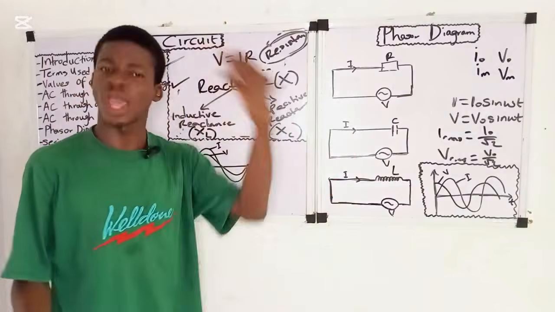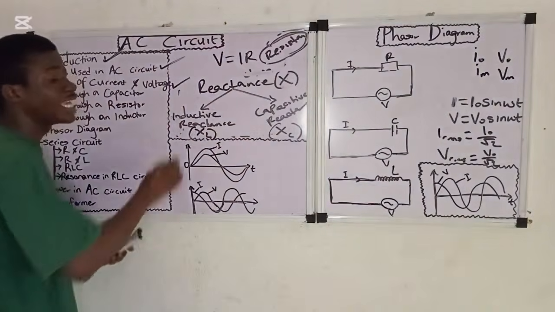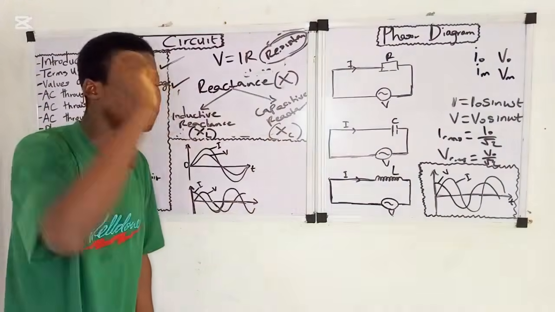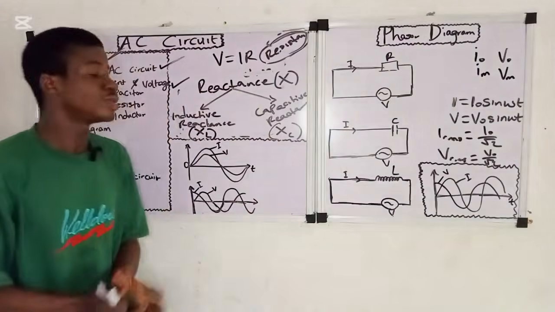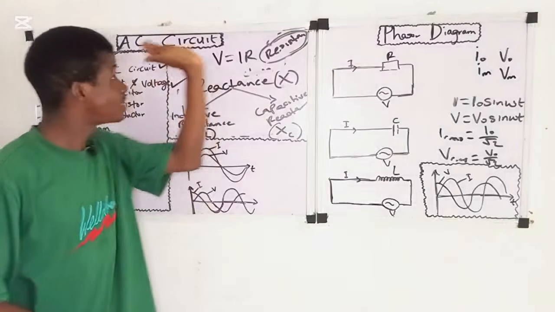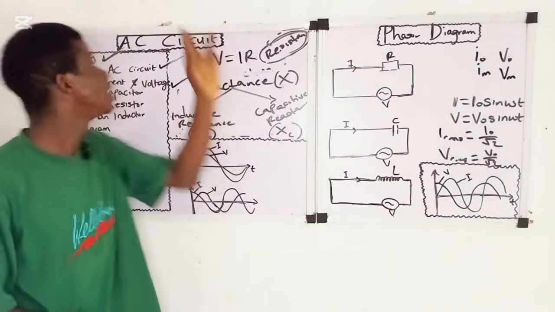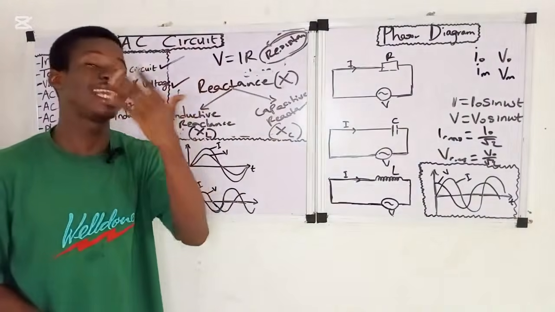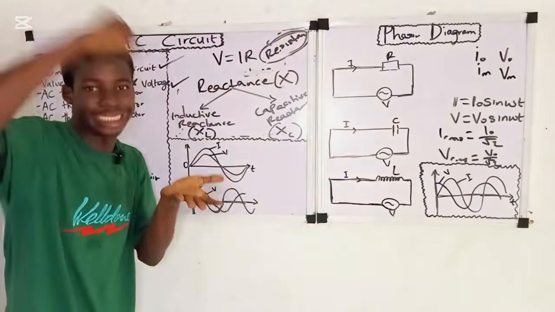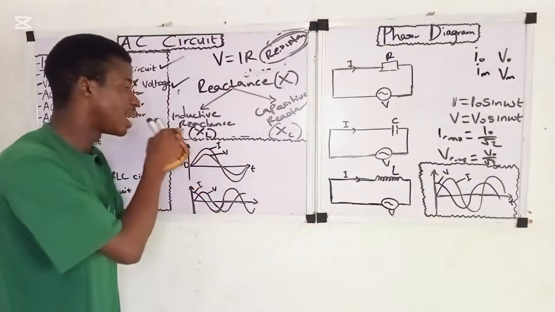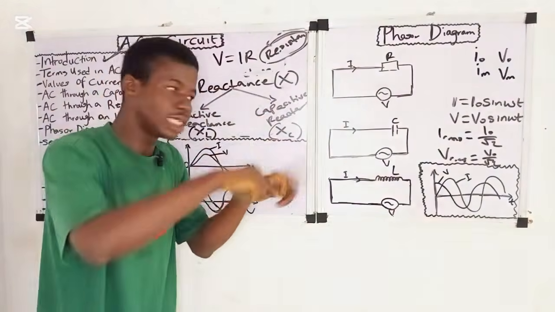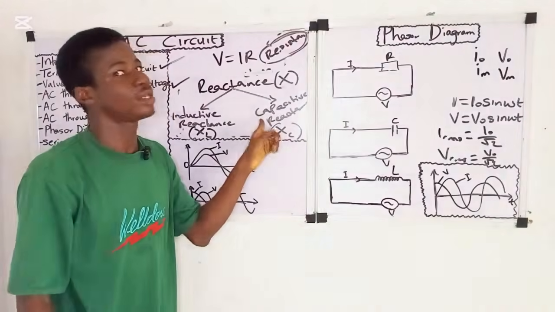Now, what is the difference between these two? There's a lot of difference. I'll give you the formula, but let me first differentiate them. Inductive reactance is the opposition to changes in current by an inductor. The current we are talking about here is an alternating current, not DC. Then capacitive reactance is the opposition to changes in voltage by a capacitor. So there are two different things.